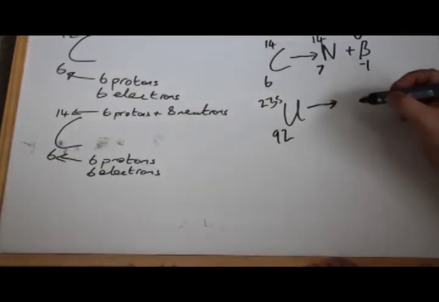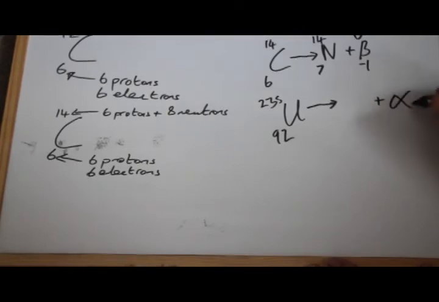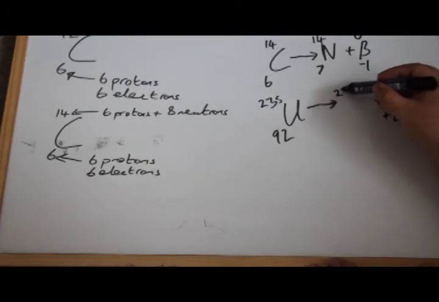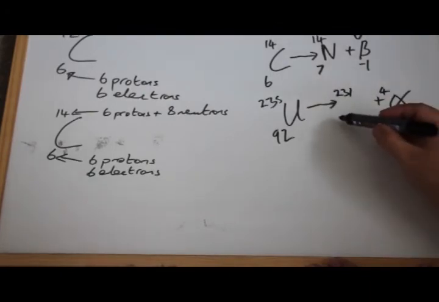Uranium will decay through an alpha decay. Alpha has a mass of 4, 2 neutrons and 2 protons, and a charge of +2. That means that our new element must have a mass of 235, take away 4, treat the arrow like an equal sign, 231, and an atomic number of 90.